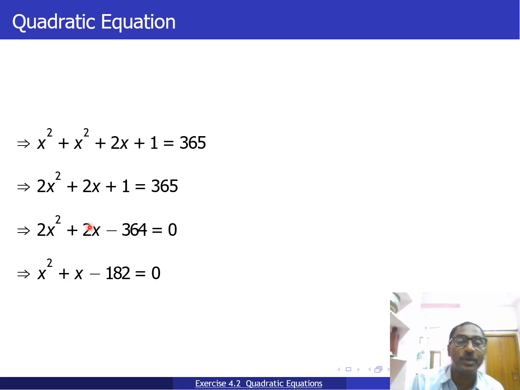So 2x square plus 2x equal to 364. 2x square plus 2x minus 364 equal to 0. Then this implies, if you divide this equation by 2, what are we getting? x square plus x minus 182 equal to 0.